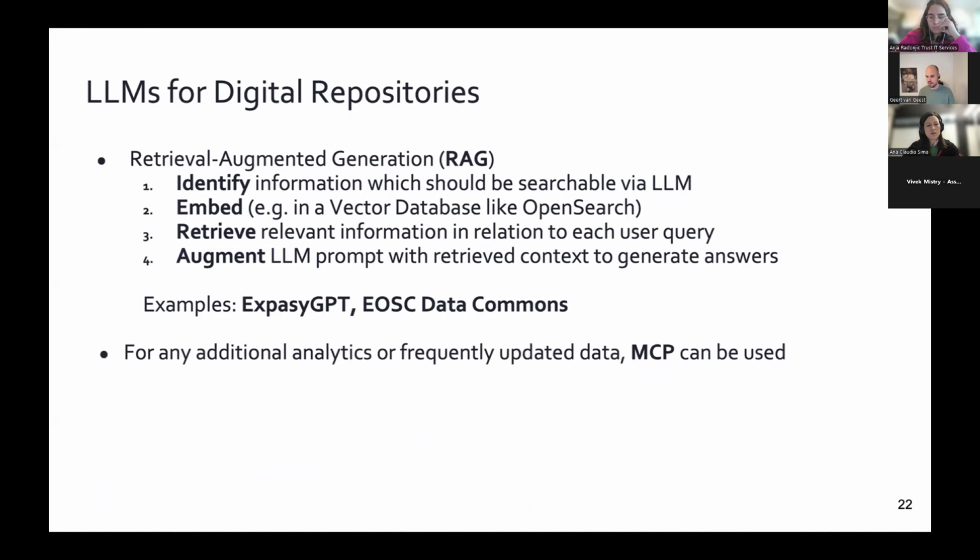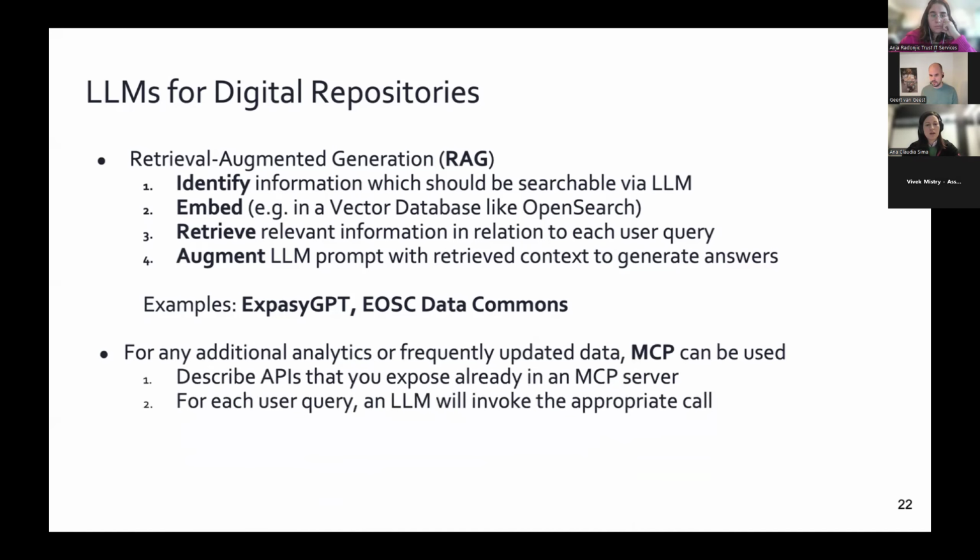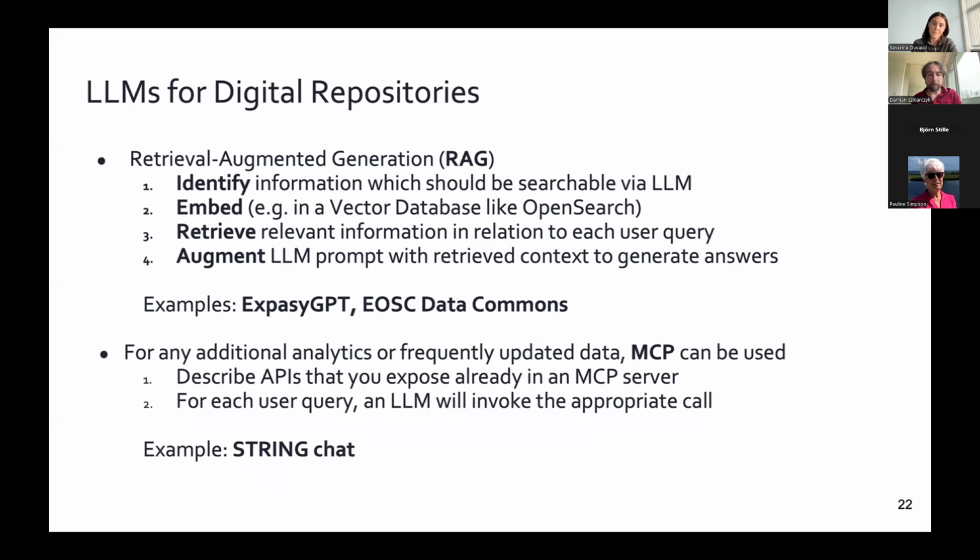Then for any additional analytics tools or for frequently updated data, which you cannot really index as often, you can use the APIs to access this data via an MCP. So for this purpose, you can describe the APIs in a natural language fashion in an MCP server. And then for each new user query, an LLM will invoke the appropriate tool, which will then trigger the appropriate API call. And this will be the example that you see with String Chat.